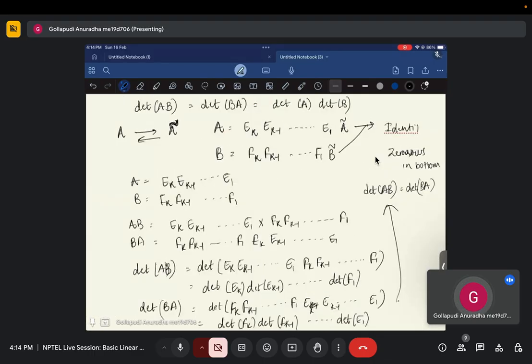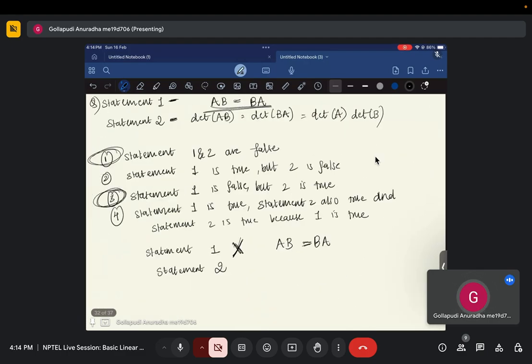Okay, I'll just summarize it once. I gave a question saying that statement 1: AB, matrix multiplication, is the same as BA, and determinant of AB is equal to determinant of BA and determinant of A and B. So we are seeing whether this is true or false. The commutative law is not applicable for matrix multiplication, so this is anyway false. So that rules out options 1 and 3, and now we'll see statement 2.